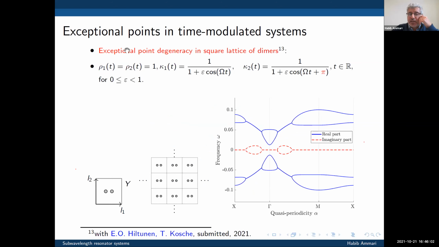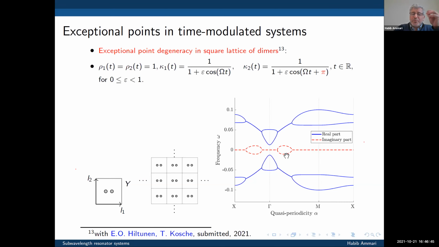Okay, we can also have exceptional point degeneracy in such time modulated systems. And this is what Tia Kosh, she got a complete theory of this. Playing with the modulation, we can show that we can find a modulation frequency such that at that modulation frequency there are exceptional points in the time domain. There exists alpha 0, such that below that value the spectrum is real, and above that value the spectrum is complex conjugate.